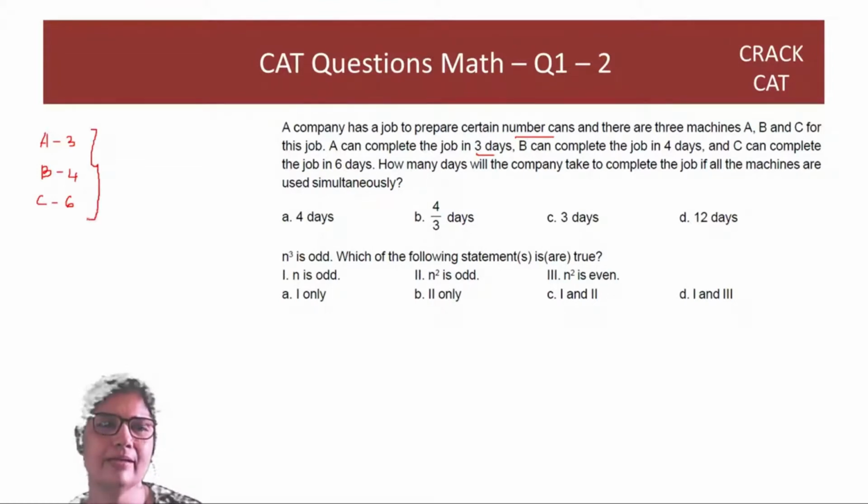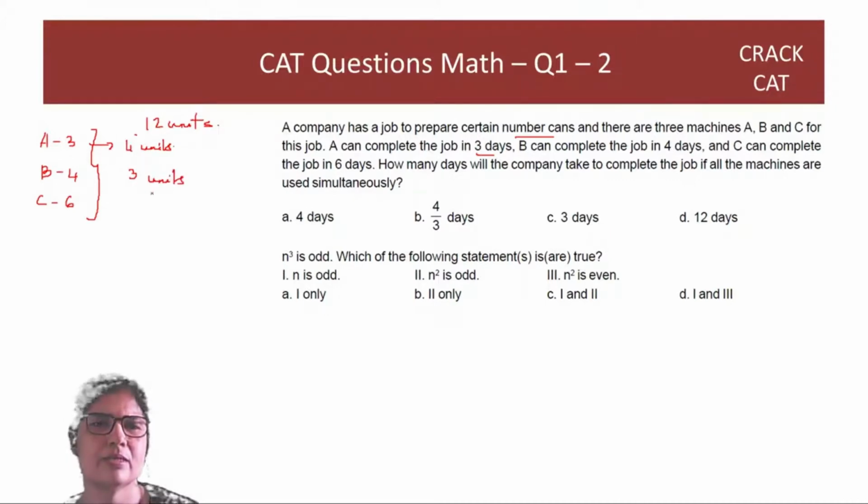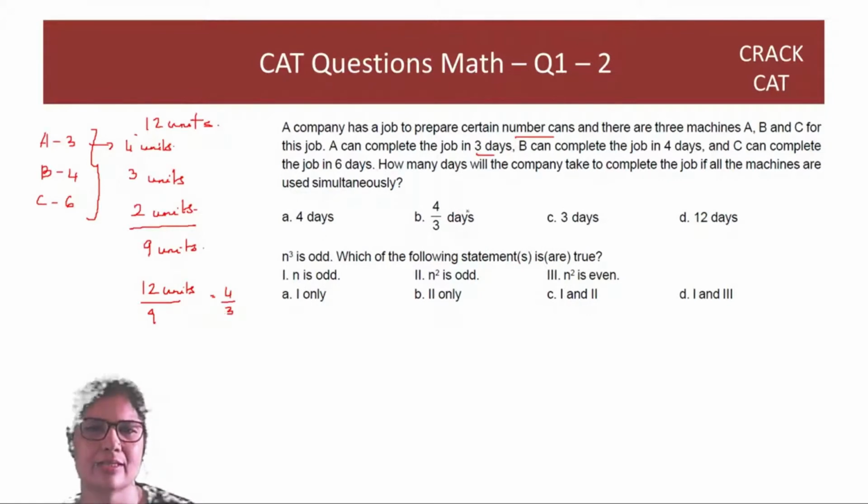So let the job be a multiple of 3, 4 and 6. Let the job be 12 units. A is doing 4 units a day. B is doing 3 units a day. C is doing 2 units a day. Together, when they all work, they are doing 9 units per day, and the total work is 12 units. They will finish the work in 12 by 9, which is 4 by 3 days. So the answer is option B.